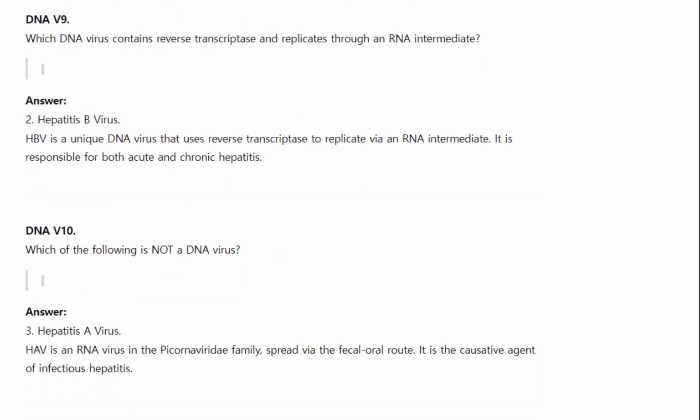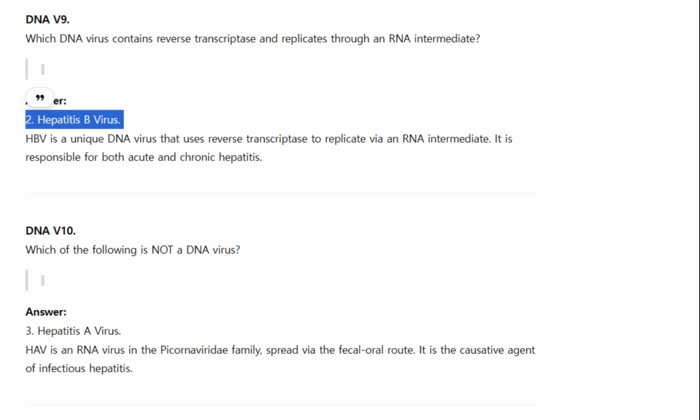DNA V9. Which DNA virus contains reverse transcriptase and replicates through an RNA intermediate? Answer: 2. Hepatitis B virus. HBV is a unique DNA virus that uses reverse transcriptase to replicate via an RNA intermediate. It is responsible for both acute and chronic hepatitis.